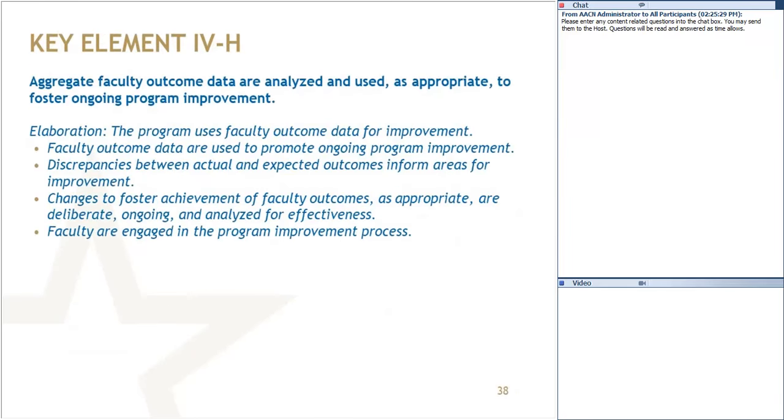And then in 4G and 4H, we ask you to share with us the actual and expected aggregate faculty outcomes. And in 4H, we're asking you to analyze these data: compare the data related to expected and actual faculty outcomes, identify discrepancies between the actual and expected outcomes, and then share with us how you're using that information to improve your program, to foster ongoing program improvement. Additionally, we want you to demonstrate that faculty are engaged in the program improvement process. So in G, you're giving us the actual and expected aggregate faculty outcomes, and in H, you're analyzing these data and telling us how you're using these data to improve your program.